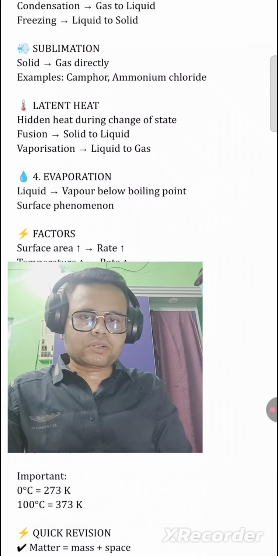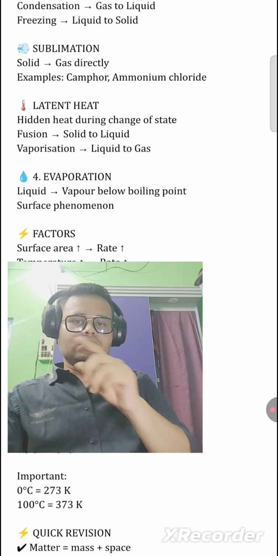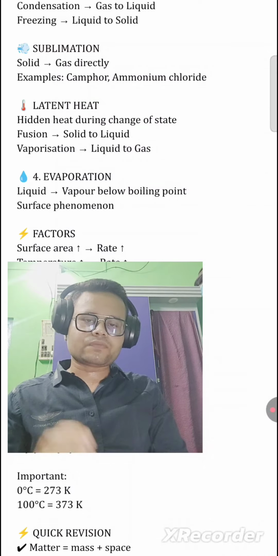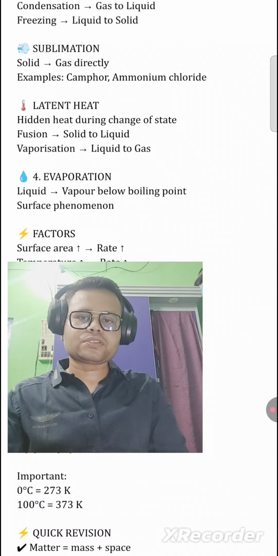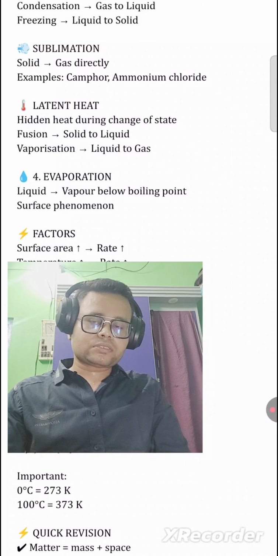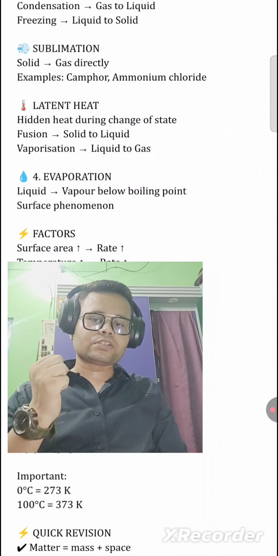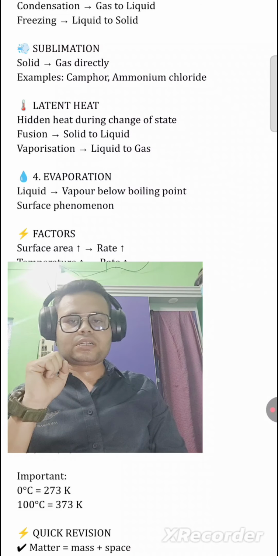Next, evaporation. If you're talking about evaporation, liquid is converted into vapor below the boiling point, and it is a surface phenomenon. So we know that evaporation is a change of state, and it involves absorption of heat.